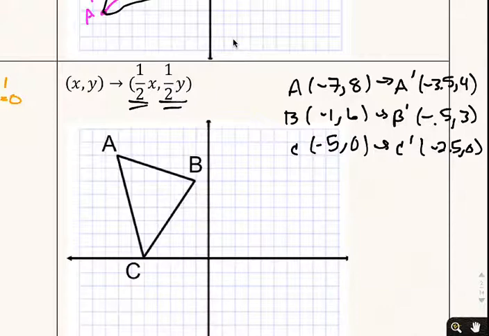So if I'm going to go ahead and graph these things, A prime is going to be negative 2.5, 1, 2, 3, 4. So that'll be my A prime. B prime will be negative half comma 1, 2, 3. And C will be negative 2.5 comma 0. And so that will end up being my C prime. So this is actually my new transformation.